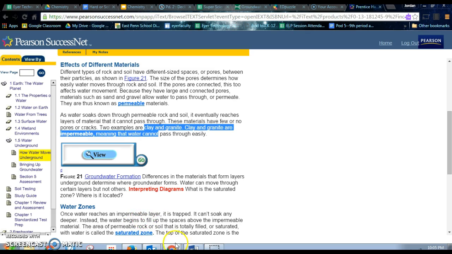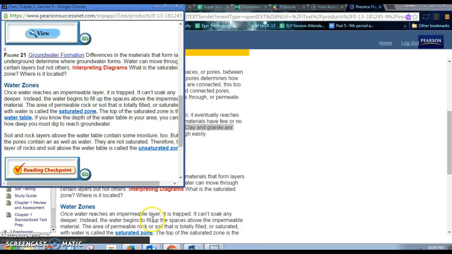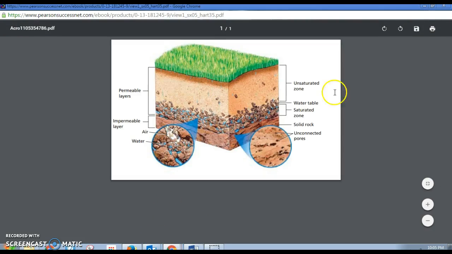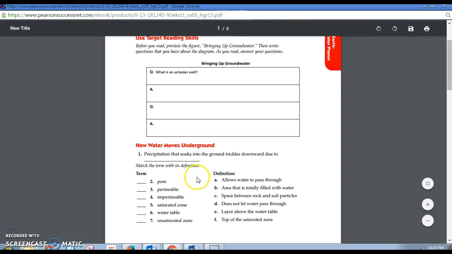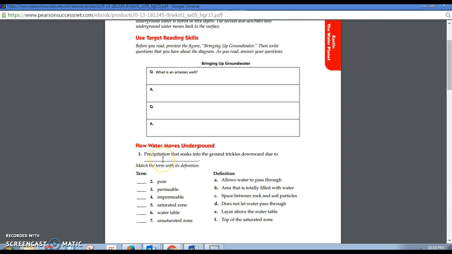This would be a good time to go back to your worksheet. Okay, so now we're back to your worksheet, and I think we've answered number 1, how water moves underground. It says precipitation that soaks into the ground trickles downward due to, and what goes in that blank? You've got to think, well, what makes water go down? What makes precipitation happen? If you know the answer to that one, go ahead and put it in. If you're not quite sure, go back to the reading and check it out.